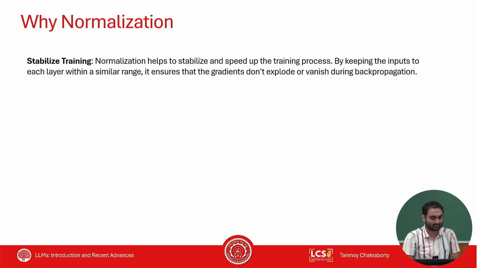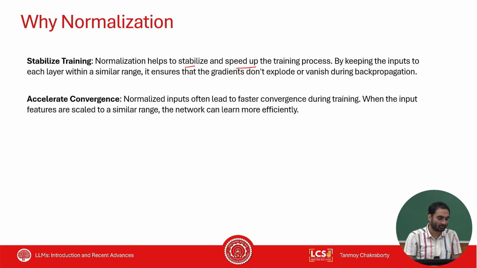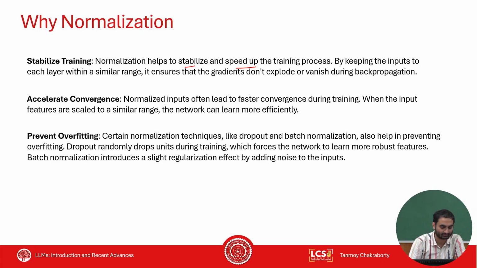Normalization has a series of benefits. The first benefit is that it helps stabilize and speed up the training process by keeping the inputs to each layer within a similar range or a similar distribution. It ensures that the gradients don't explode or vanish during backpropagation. It is also very effective in accelerating convergence. There are empirical studies which showed that with normalization, the model converges faster than without it.